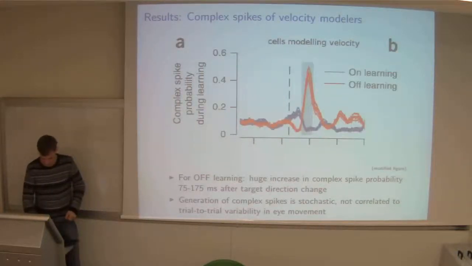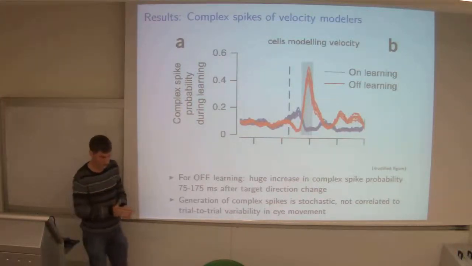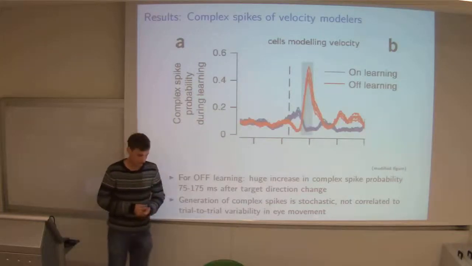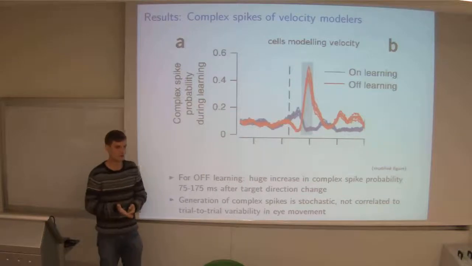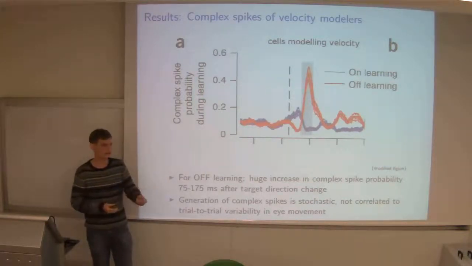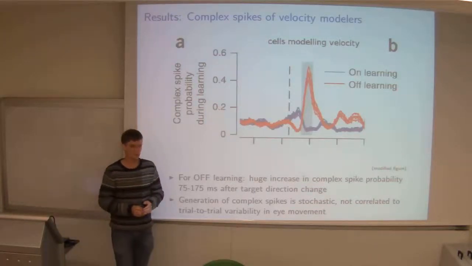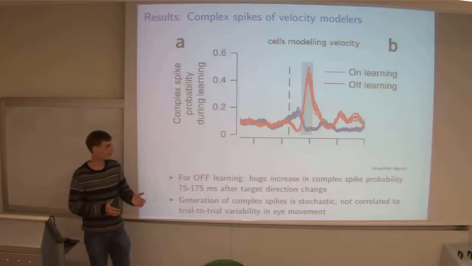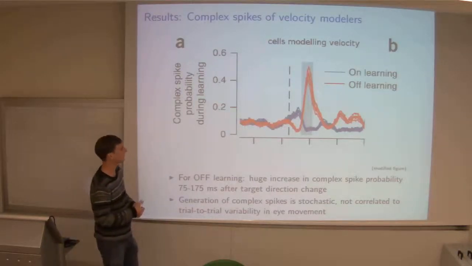Okay, so let's go to the complex spikes. At this point, they ask how the Purkinje cells change their simple spike firing rate. And the idea is that every complex spike induces a change in the simple spiking afterwards. So now they look at, during learning, are there more complex spikes than outside of learning?